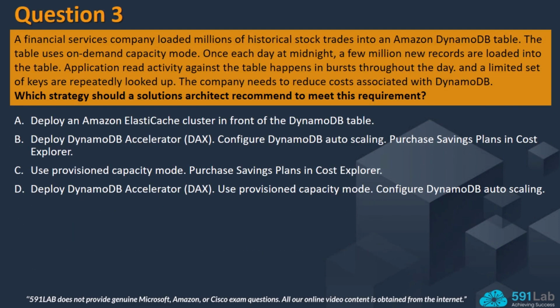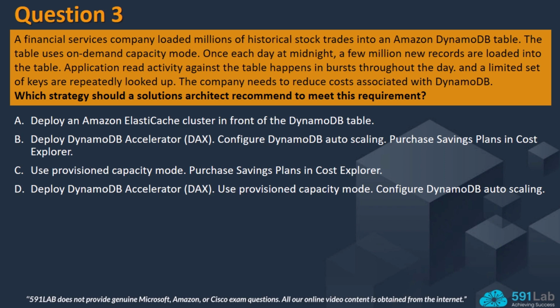Question number 3. A financial services company loaded millions of historical stock trades into an Amazon DynamoDB table. The table uses on-demand capacity mode. Once each day at midnight, a few million new records are loaded into the table. Application read activity against the table happens in bursts throughout the day, and a limited set of keys are repeatedly looked up. The company needs to reduce costs associated with DynamoDB. Which strategy should a solutions architect recommend to meet the requirements?